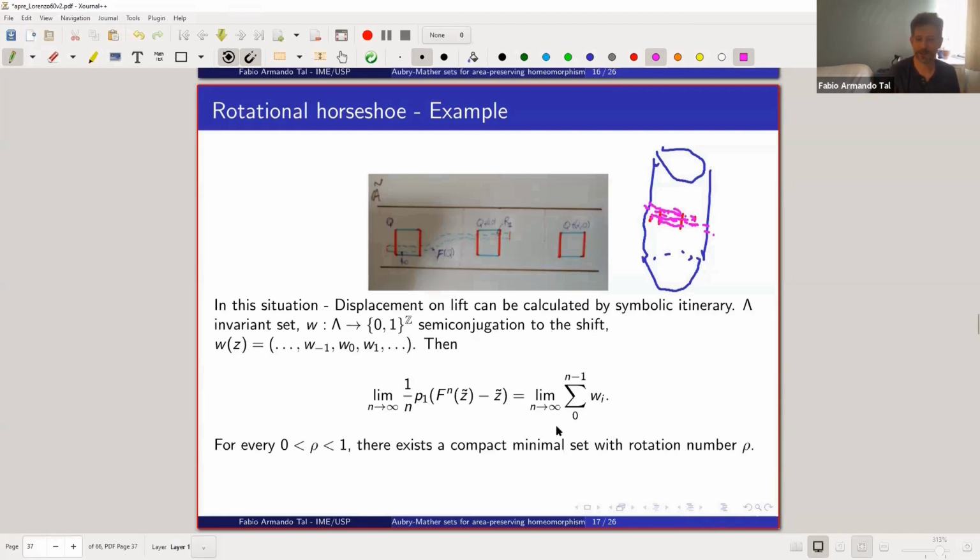If you want to know how much I turn on the lift, I just sum over the indices and ask: how many times did I move to the right? How many times did I stay in the same place? And you have a lot of tools from symbolic dynamics to say that when I have a rotational horseshoe, then given any irrational number, I can find a minimal set which has this irrational rotation number, just by playing with symbolic dynamics. That's not really a difficult thing to do.